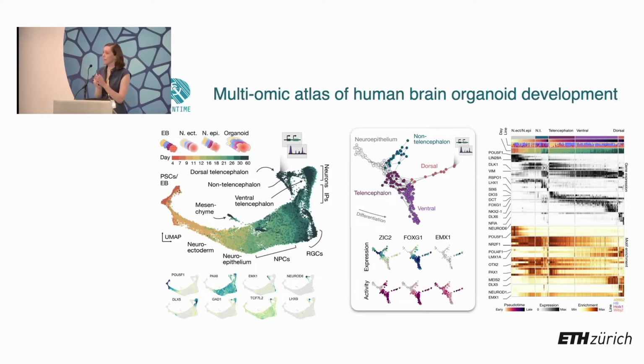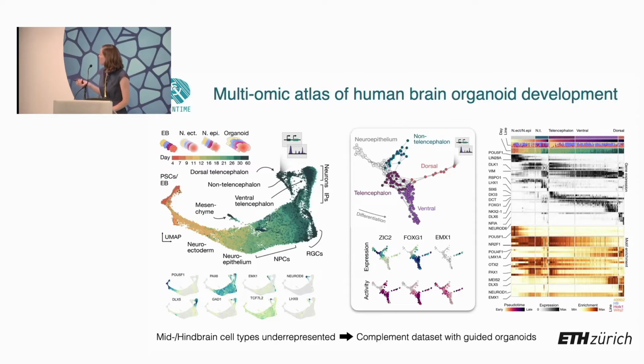And then, of course, we can assess in these different branches all the genes that are expressed, and how certain transcription factor binding motifs are accessible, and so on. Actually, I should mention that in this unguided approach, we see a lot of telencephalon represented, dorsal and ventral telencephalon. We do not have so much of the non-telencephalic regions.